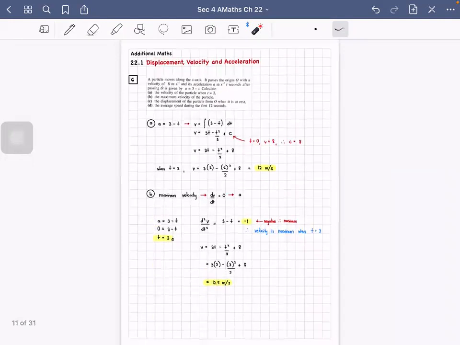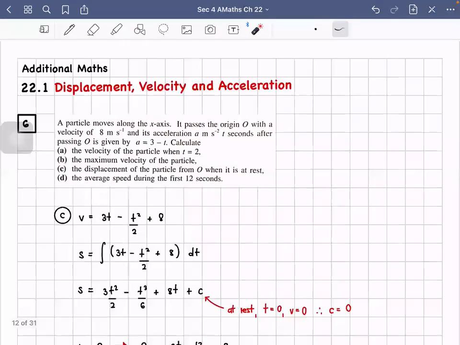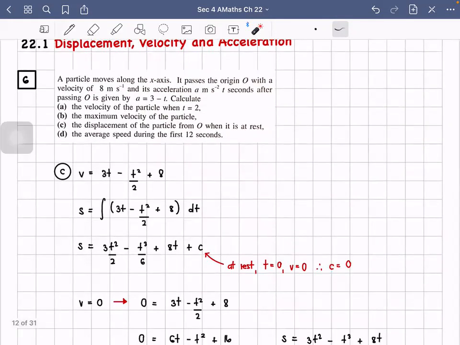C asks: find the displacement of the particle from O when it is at rest. The problem here, class, is we are asked for the displacement function from O when it is at rest. At rest means the velocity is equal to zero, right? So anyway, I'll first find the displacement function using the velocity function.